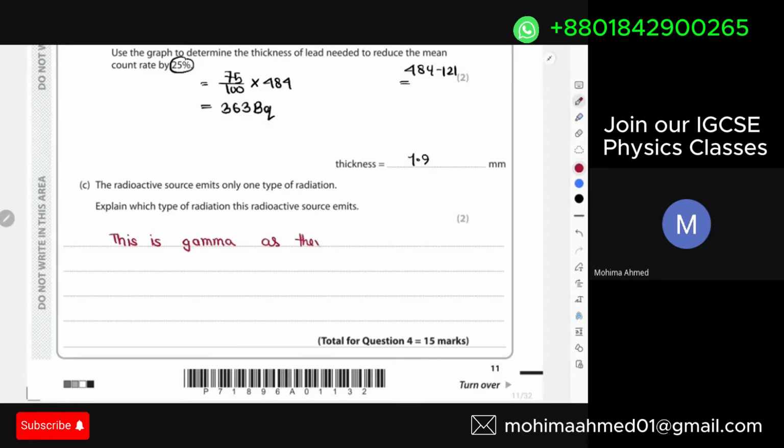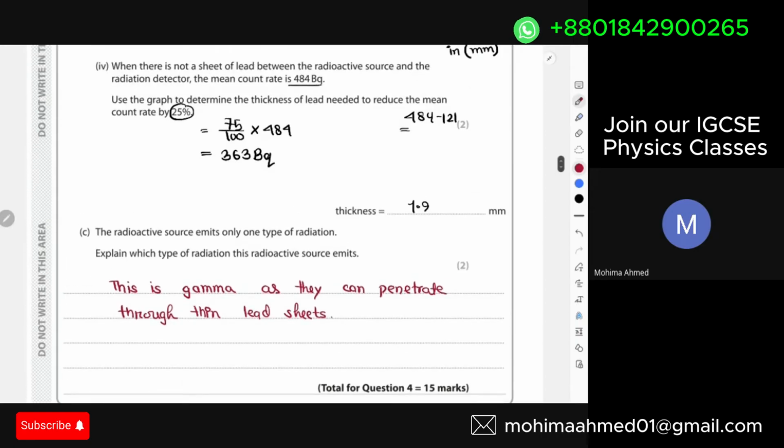As they can penetrate through 3 thin lead sheets.